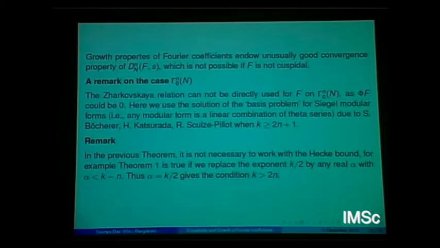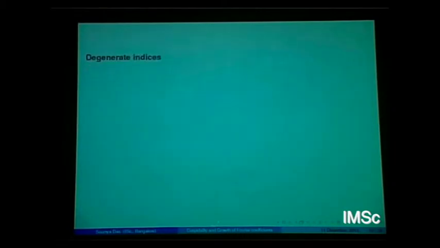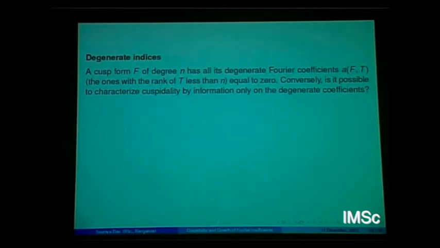So any alpha less than k minus 1 will do, right? Provided k is a bit large. Right. So now I want to talk about some related results, namely degenerate indices.